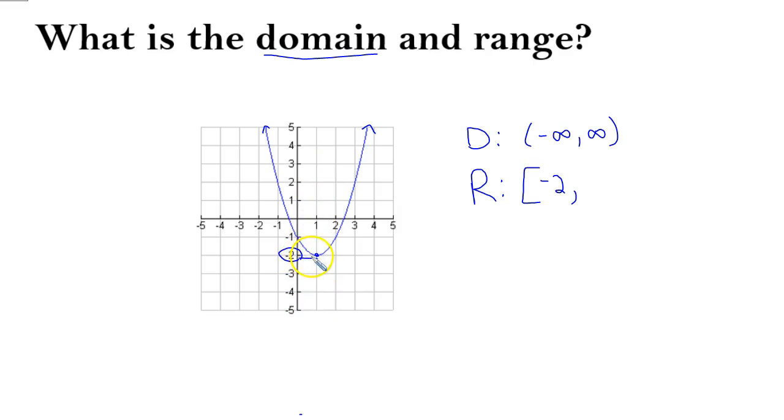Since -2 is on the function, all of the y values up forever are included. So we have y values of -1, 0, 1, all the way up to almost infinity. We're approaching infinity as we go up, so we'd use infinity there, and that is our domain and our range.